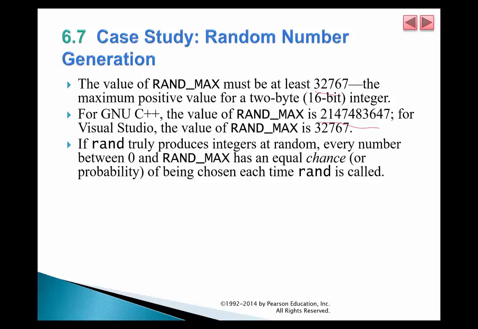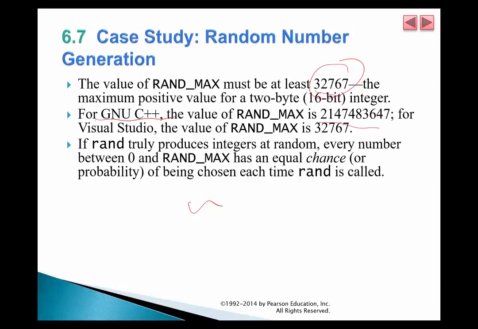I think it's the same as, I'm just trying to think, C or the Visual Studio, but it could be the same as if it uses the GNU C++ compiler, which may be this much larger number. But again, if rand truly produces integers at random, every number between 0 and rand max has an equal chance of being chosen each time rand is called.